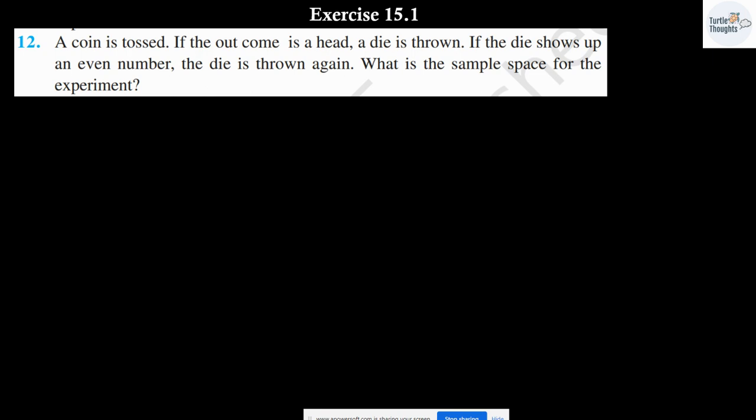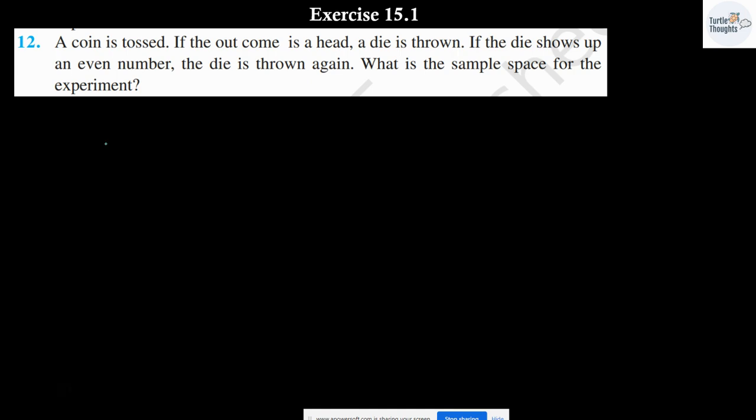Question number 12. A coin is tossed. If the outcome is a head, a die is thrown. If the die shows up an even number, the die is thrown again. What is the sample space for this experiment?